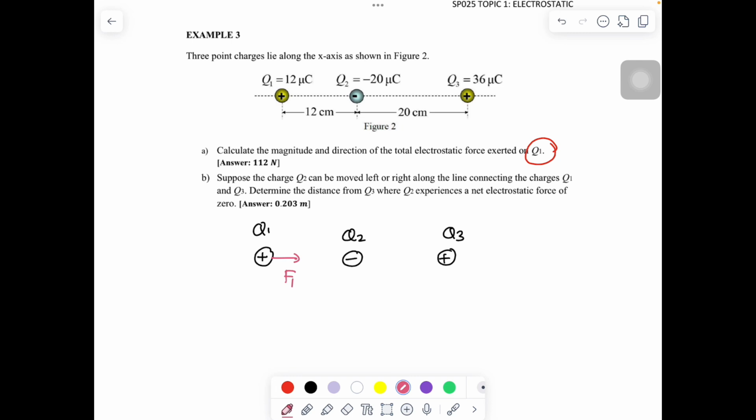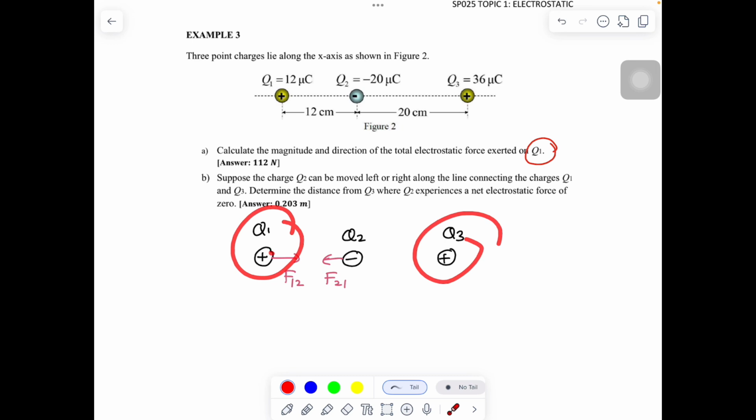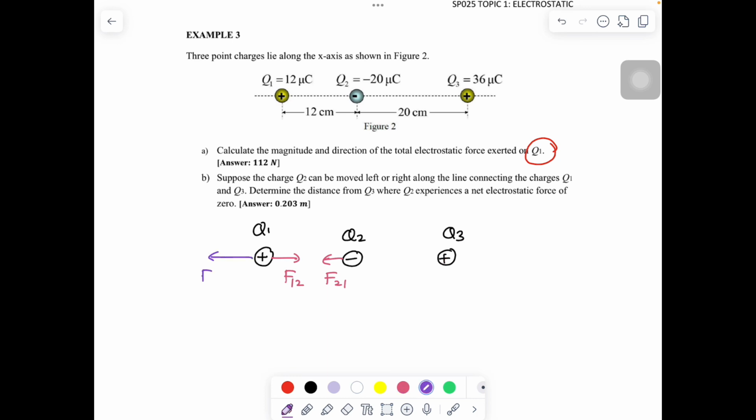Sini akan jadi F12. Sini akan jadi F21. Lepas tu Q1 and Q3, positive, they will repel each other. So, satu dekat sini, satu dekat sini, kita lukis. So, here F13, here F31. Since kita fokus pada Q1 saja, yang dua ni bolehlah dipadam. Okay, next step. Ini first step lukis.